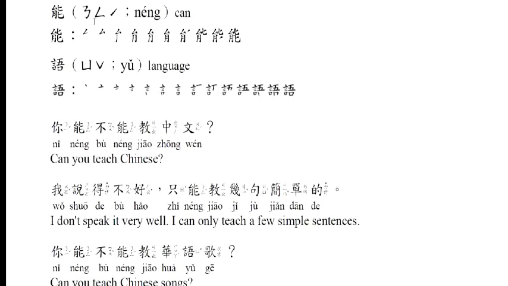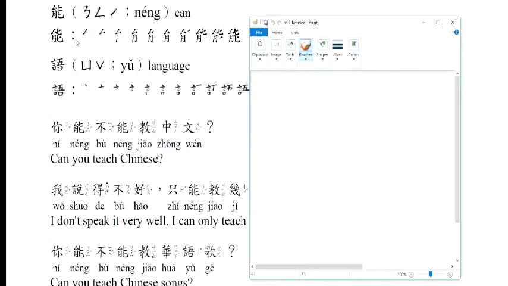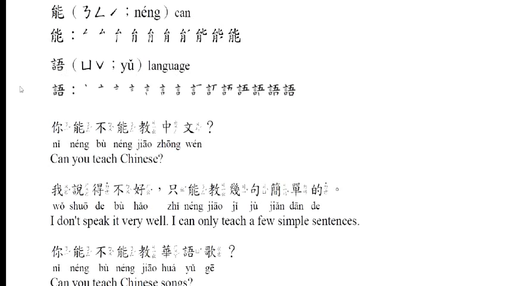能, which means can. See the stroke order. Then there is a moon, 月, and this is two knives, cutting things. 能, can. 华语, the Chinese language, 语.